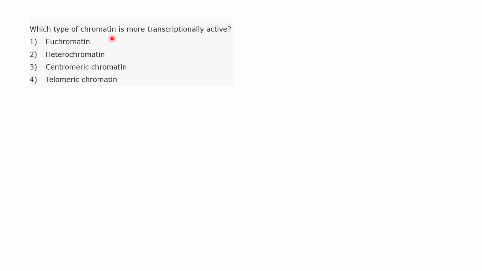Which type of chromatin is more transcriptionally active? Euchromatin, heterochromatin, centromeric chromatin, or telomeric chromatin? Which might be the answer? Euchromatin, I am getting the answer. Any other option? Anyone else?